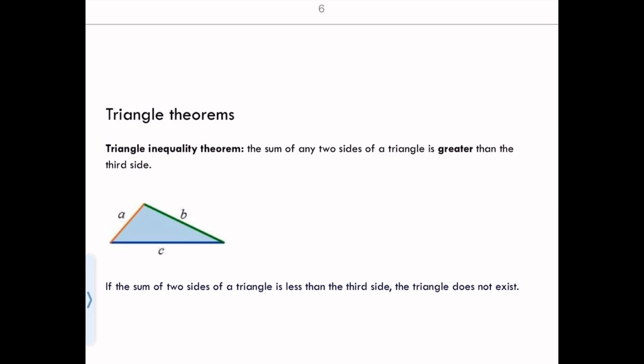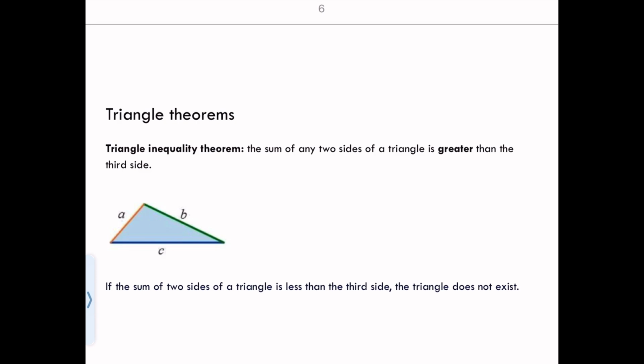Okay, next, let's move on to some important triangle theorems. First, we have the triangle inequality theorem, which tells us that the sum of any 2 sides of a triangle is greater than the third side. And if this condition is not met, the 3 sides cannot form a triangle.